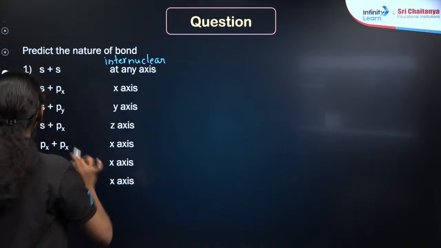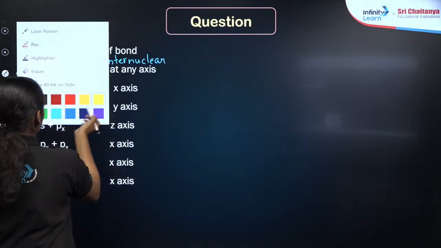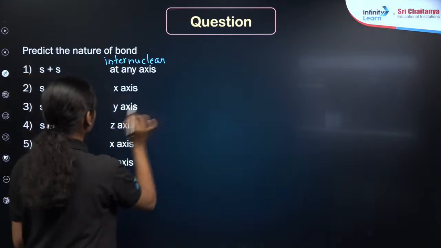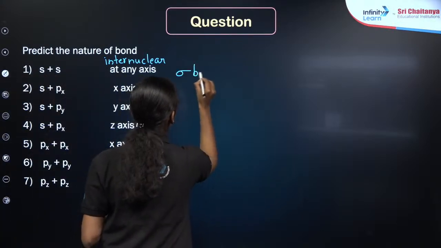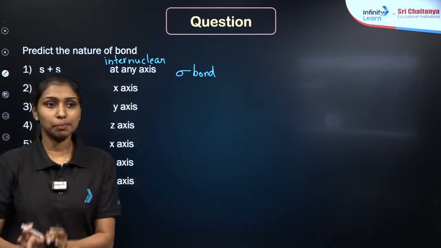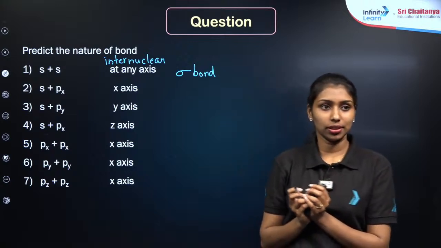Okay, I will just give the answer of the first question, that is the s plus s orbital overlapping. So, for example, sigma bond, right? If you are considering the ss overlapping, there will always be sigma bond formation, right?